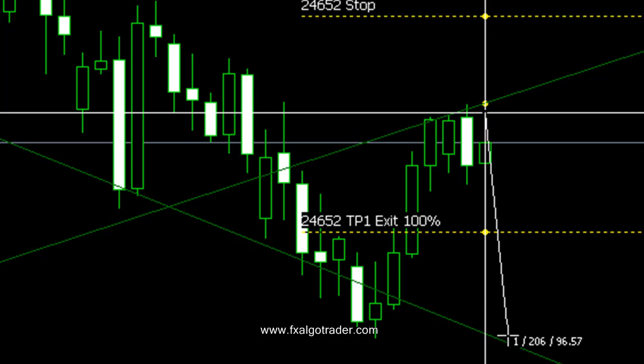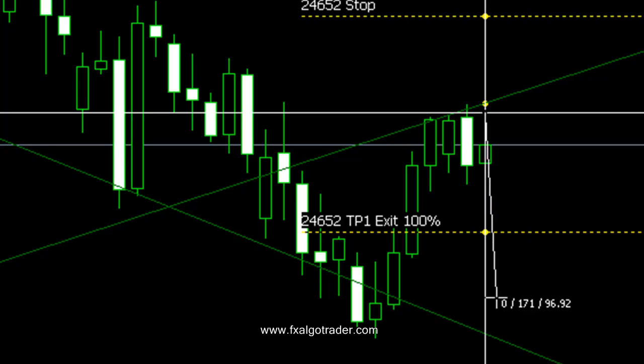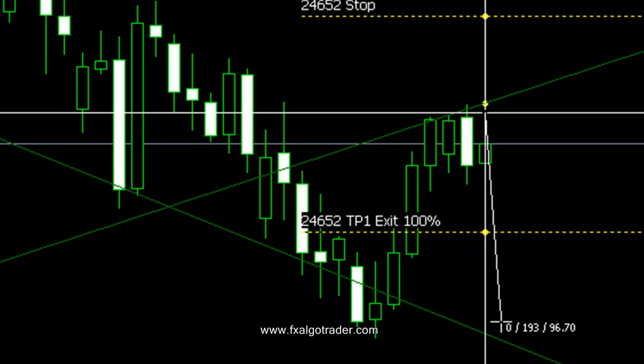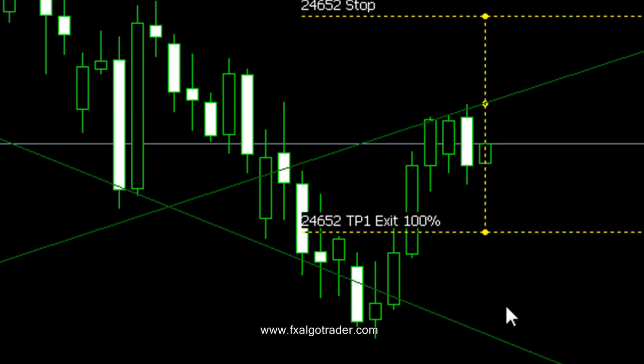We wouldn't expect to see any form of reaction until it retests this area of support down here, unless there are pivots in the way, of course. And obviously we could look at layering over some daily pivots, for example. So let's have a look at daily pivots version 3. Again, it's another FX AlgoTrader product.